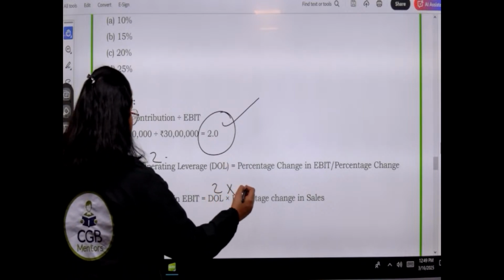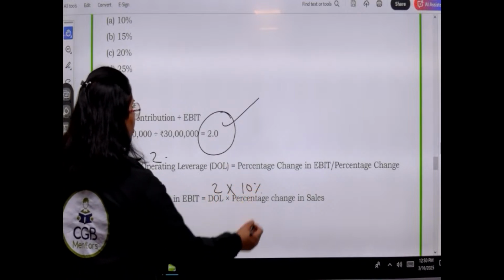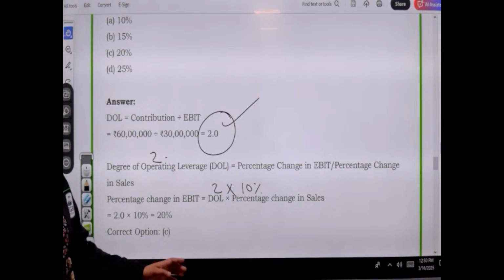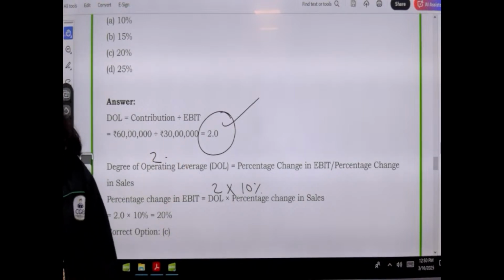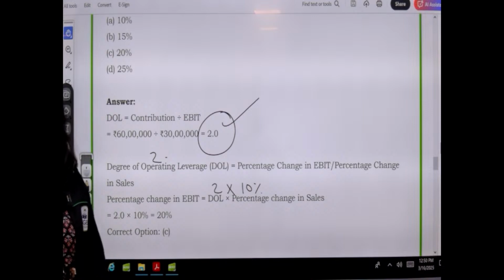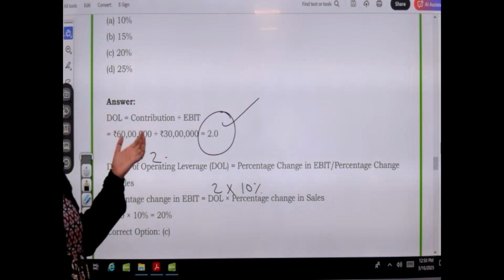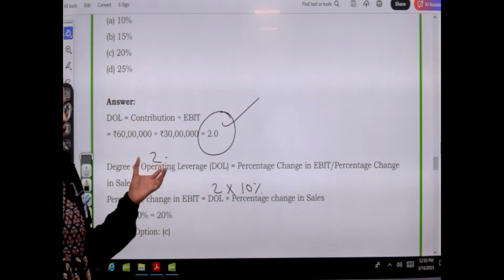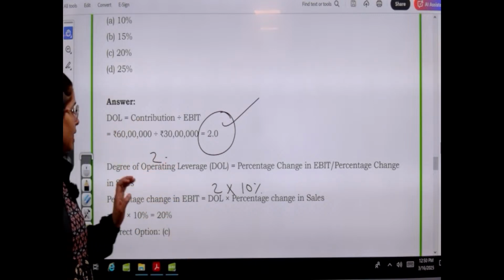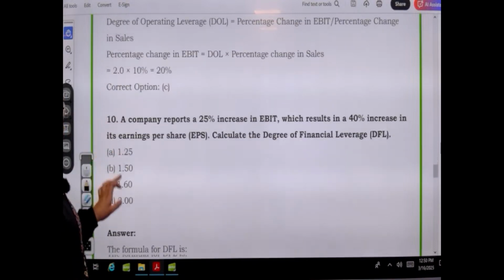So sales में कितना change है मेरा? 10%. So I know what would be the change in EBIT? 20%. Just over here, the only thing I have to remember is the formula. मुझे सिर्फ फॉर्मूला याद होना चाहिए, and that is the intention of these MCQs, that you should be able to remember the formulas, the alternative formulas as well.